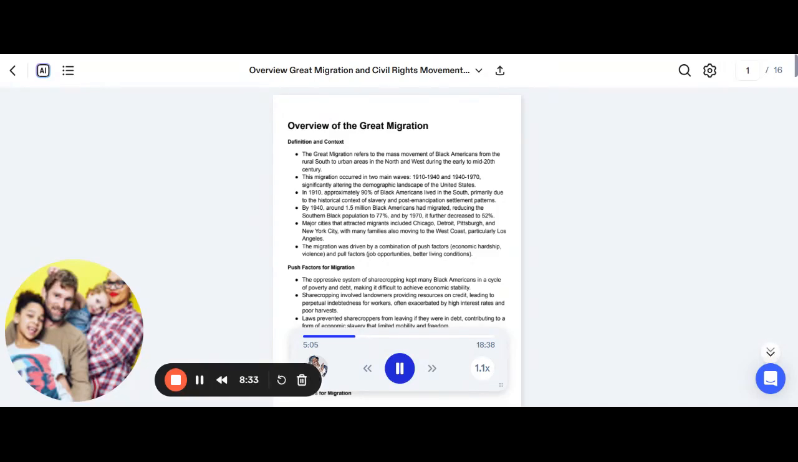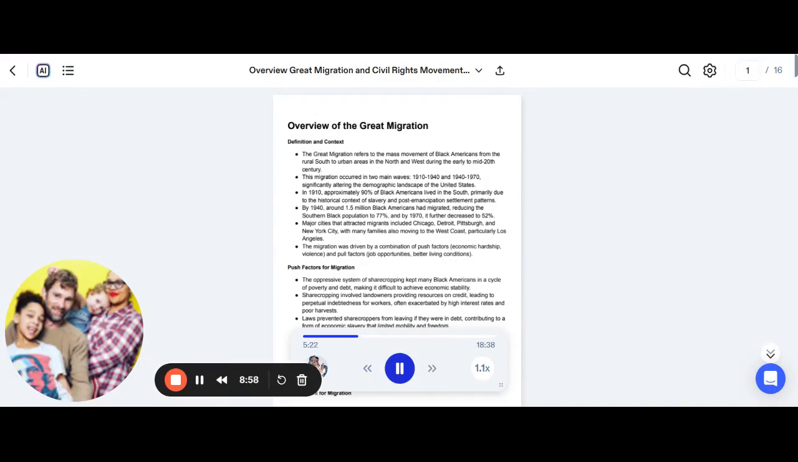Economic opportunities and challenges. The North offered economic opportunities that were largely unavailable in the South, allowing many to improve their living conditions. However, the transition was not seamless. Many migrants encountered poverty and discrimination in urban settings. The economic infrastructure of the South relied heavily on black labor, leading to desperation among white employers as migration increased.